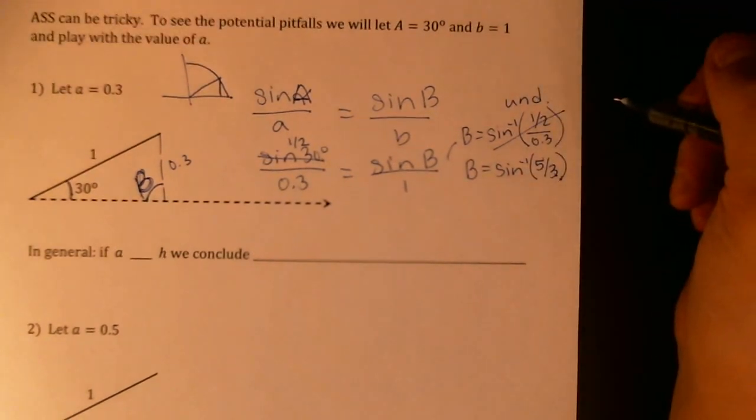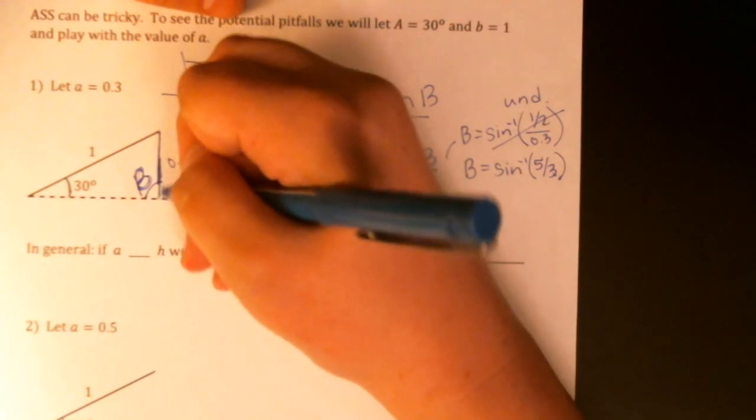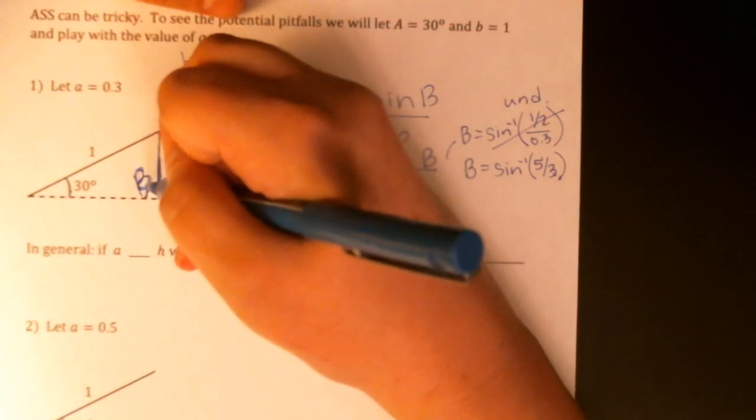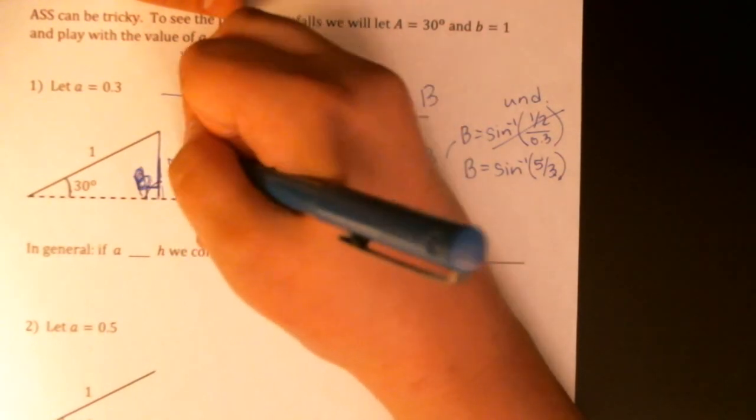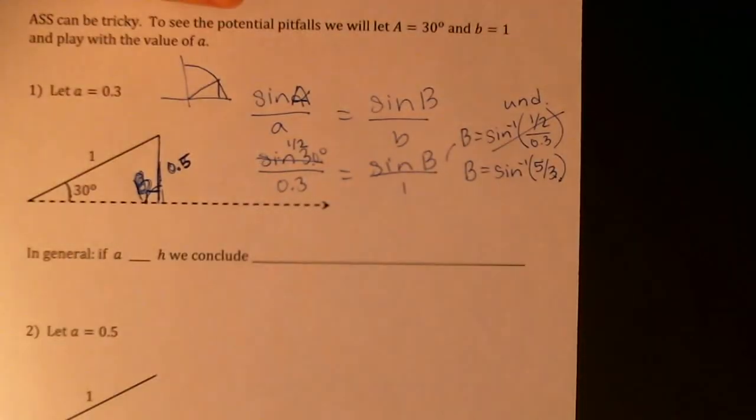Okay, so the question is, why is this undefined? And the answer is, when we did this, sine of 30 degrees equals 1/2, what we figured out was that if we really do make this a right triangle, then the height of the triangle will be 0.5.